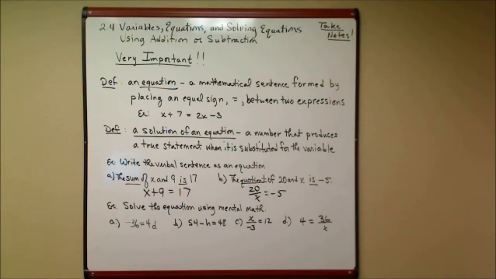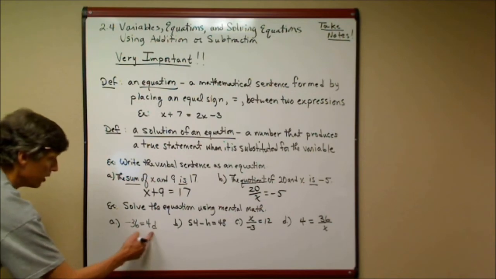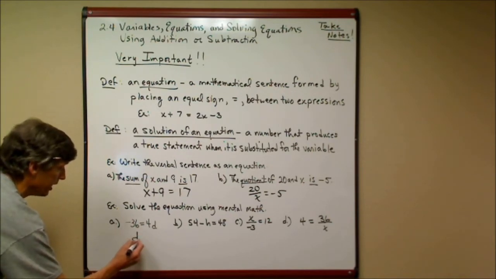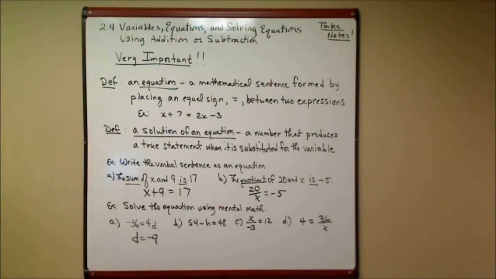Now here are some equations below where we're going to use mental math to solve. So we just have to look at this as a puzzle. What would we substitute in to make it true? In this case, negative 36 is equal to 4 times d, 4d. 4 times, this is the riddle, 4 times what number is negative 36? Well, that would be negative 9. So we write d equals negative 9. We don't just write negative 9 and circle that, we write d equals negative 9, because that's our unknown in this equation, and we want to stay with the unknown as equal to what would make it true.